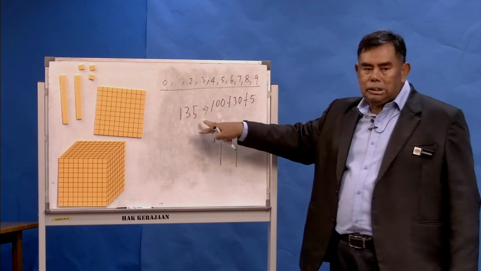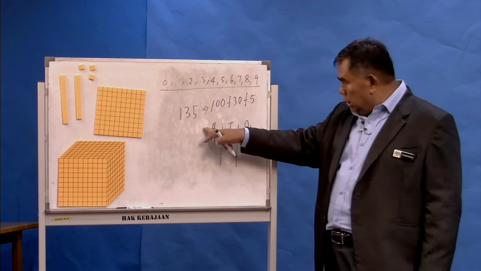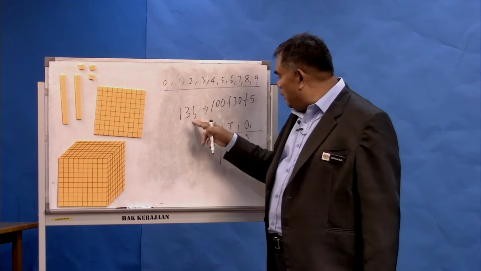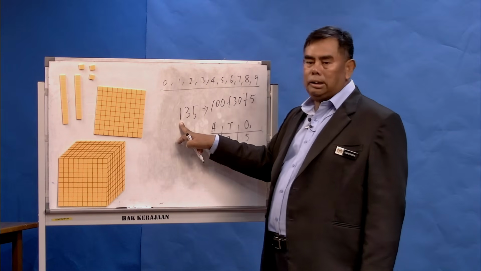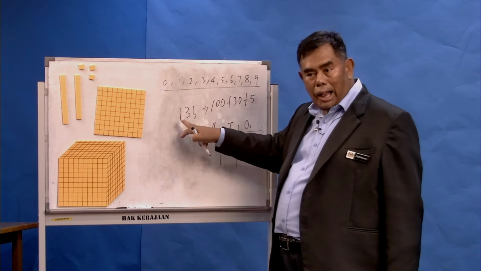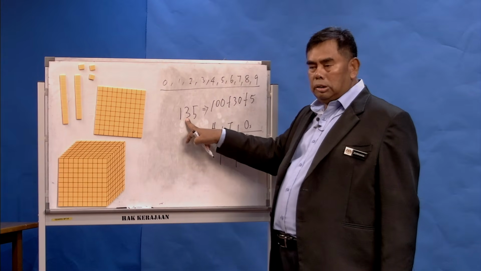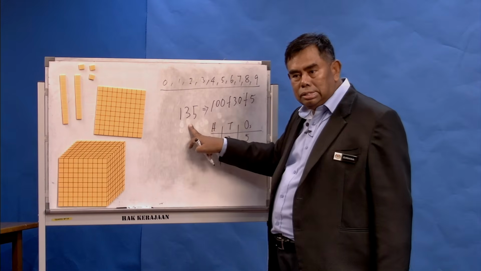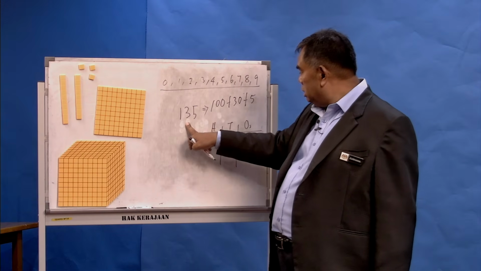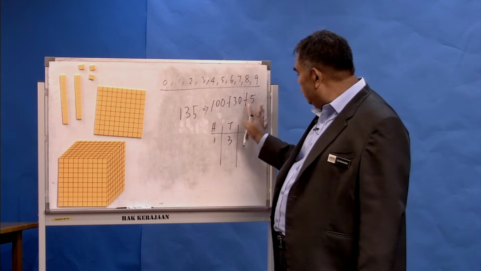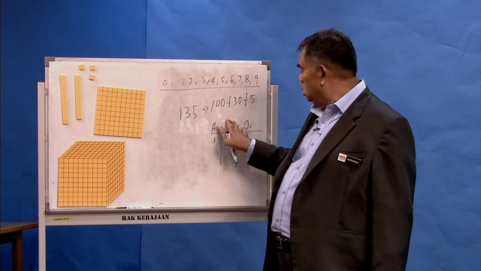135 is a digit value. If I ask the student, what is the value of digit 1? 100. What is the value of digit 3? The student cannot say tens, it's 30. This is how we develop the concept of number.